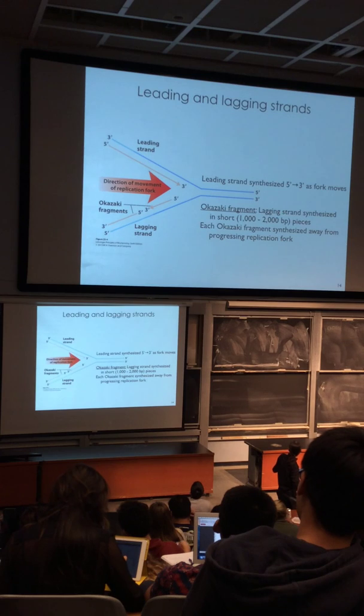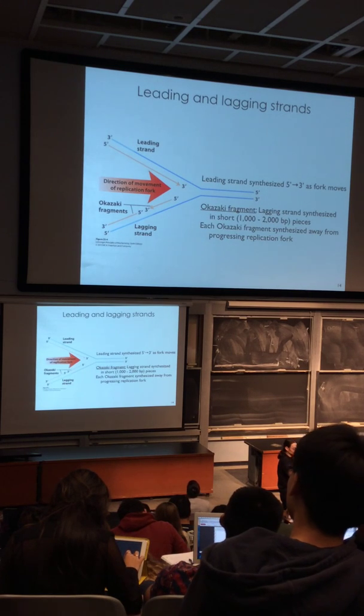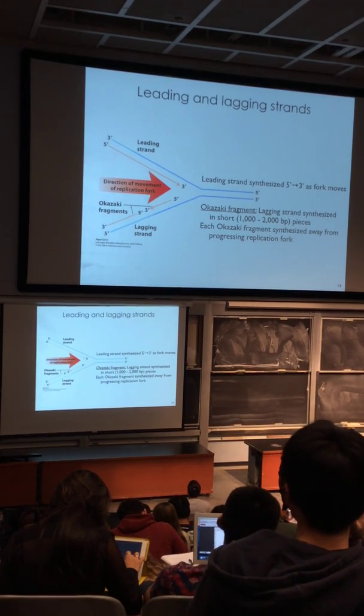And so these short fragments are called Okazaki fragments, after the person who first identified that the lagging strand is actually synthesized in a discontinuous way. And each of these Okazaki fragments, so in E.